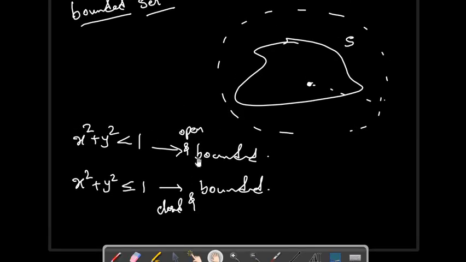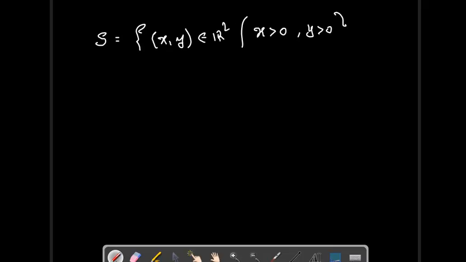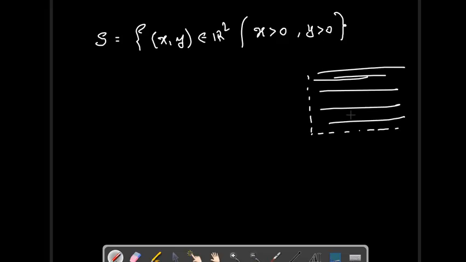So let us see an open unbounded set. For example, suppose I take S equal to all x comma y in R2 such that x is strictly greater than 0 and y is strictly greater than 0. It means you're taking the first quadrant without including the x-axis and y-axis. It is very clear that the boundaries, x equal to 0 and y equal to 0, are not included. Therefore, this set S is open.